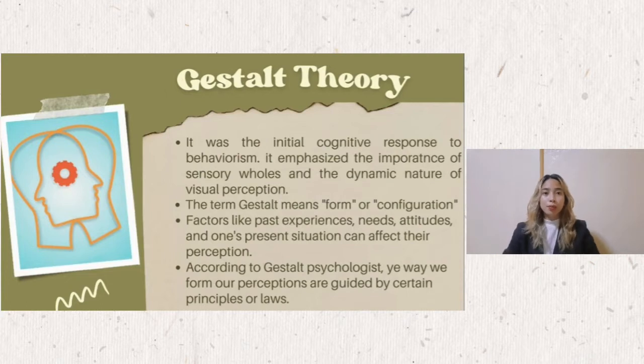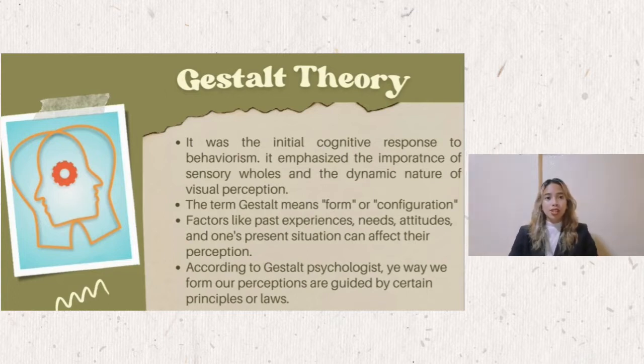Psychologists Max Wertheimer, Wolfgang Köhler, and Kurt Koffka studied perception and concluded that perceivers or learners are not passive but rather active. They suggested that learners do not just collect information as is, but they actively process and restructure data to understand it, and this is what we call the perceptual process. Factors like past experiences, needs, attitudes, and one's present situation can affect their perception. According to Gestalt psychologists, the way we form our perceptions is guided by certain principles or laws.